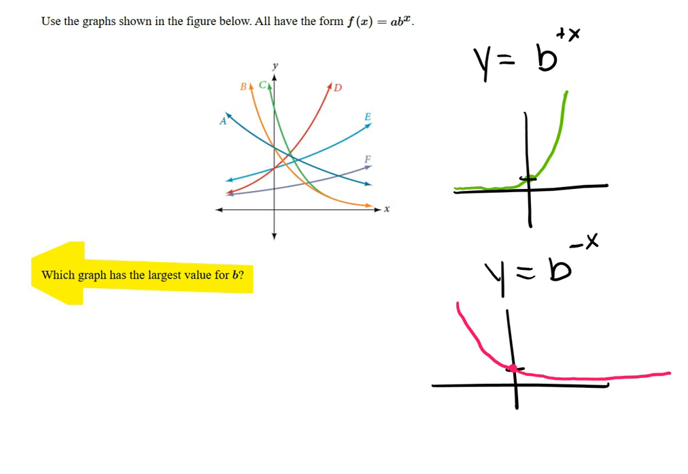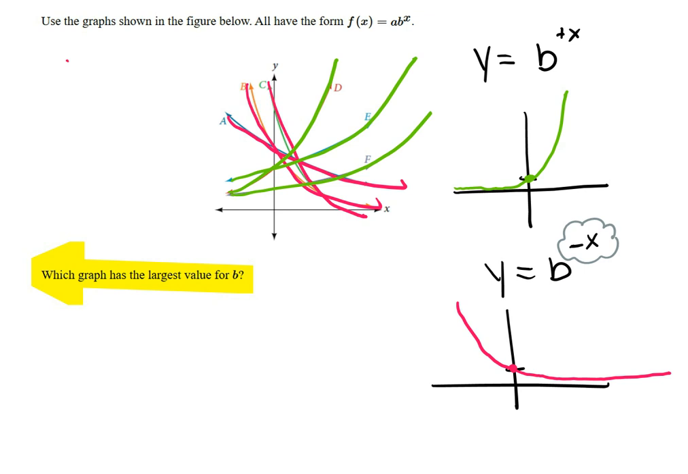Now, looking at my graph here, I have 3 that are going downhill. A is going downhill, B is going downhill, and C is going downhill. But I have the other 3, which is D is going up, E is going up, and F is going up. Since negative numbers are always smaller than positive numbers, I can eliminate choices A, B, and C right off the bat. Okay? So now I'm down to D, E, and F.